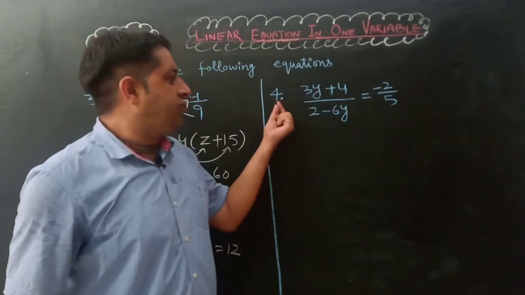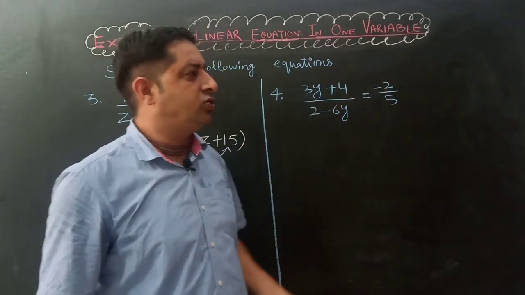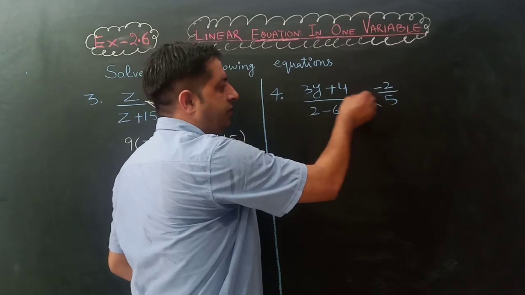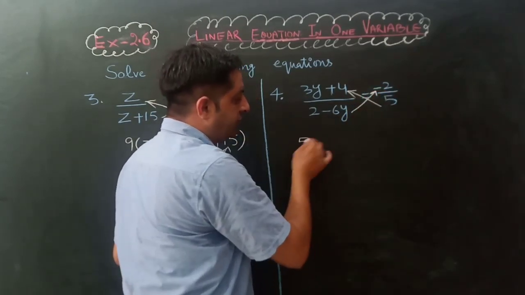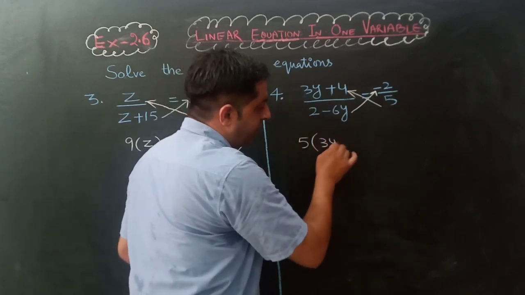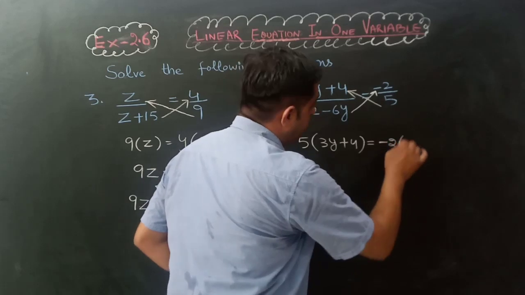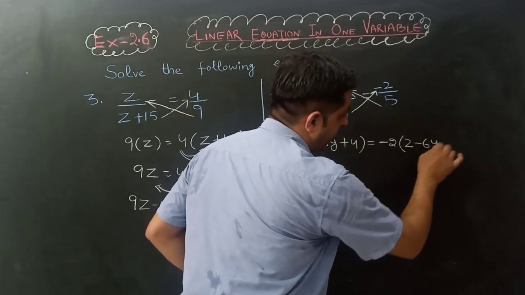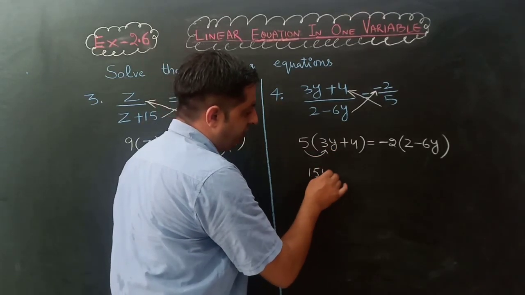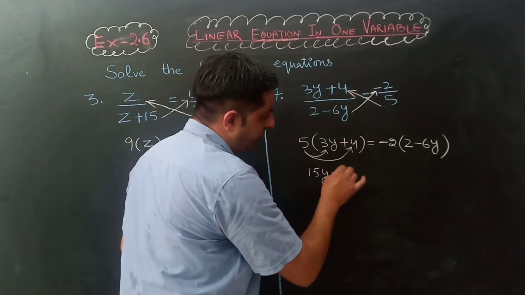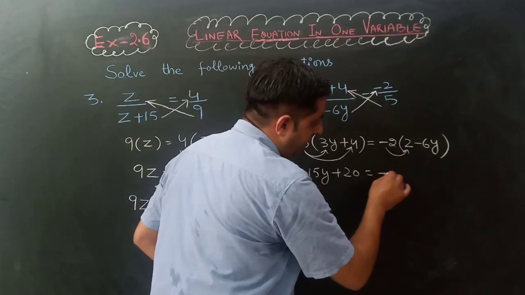Now in this question number 4, (3y plus 4) upon (2 minus 6y) is equals to minus 2 upon 5. First we cross multiply so that we can change it into linear form. 5, always remember you have to write algebraic expression in bracket, is equals to minus 2, write algebraic expression in bracket. Now multiply 5 into 3y gives you 15y. 5 into 4 gives you plus 20. Now look here, minus 2 into 2 gives you minus 4.